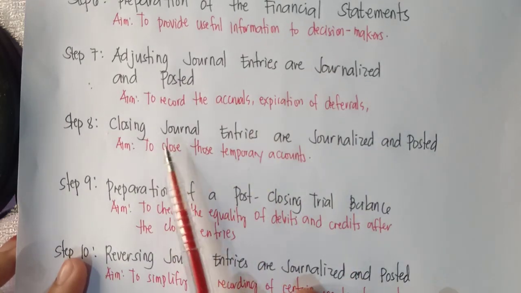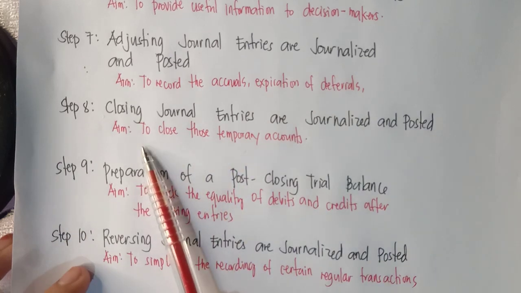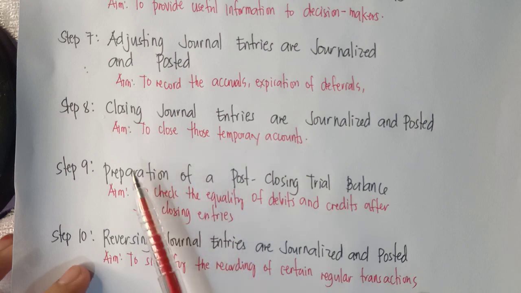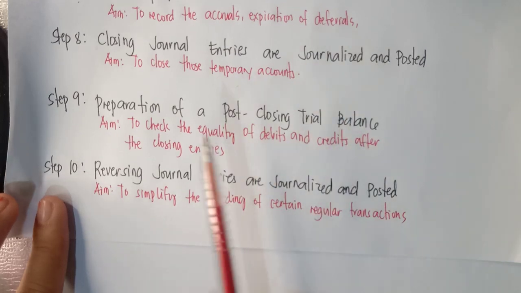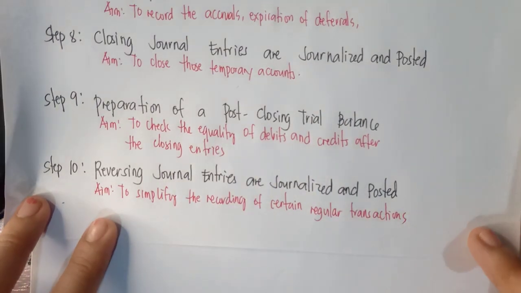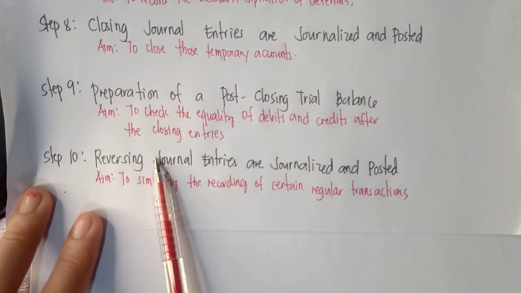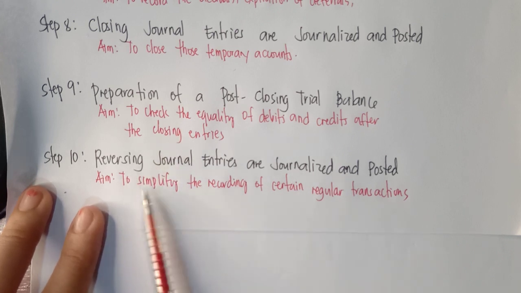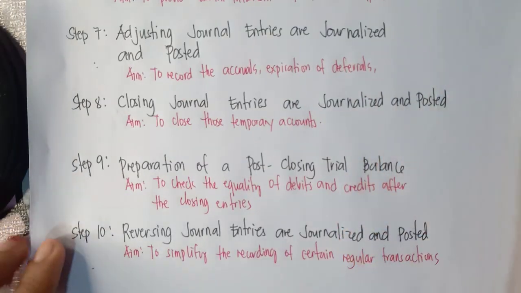Next, step 8, we have the closing journal entries are journalized and posted. The aim for this is to close those temporary accounts. Next, we have step 9, the preparation of a post-closing trial balance. So what is the aim? To check the equality of debits and credits after the closing entries. In step 10, we have reversing journal entries that are journalized and posted, and the aim is to simplify the recording of certain regular transactions.